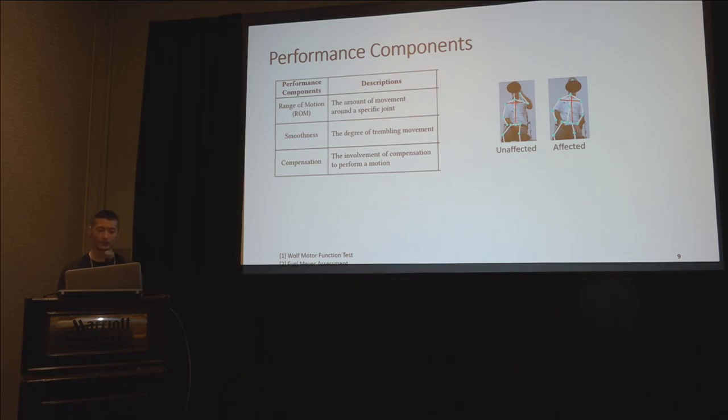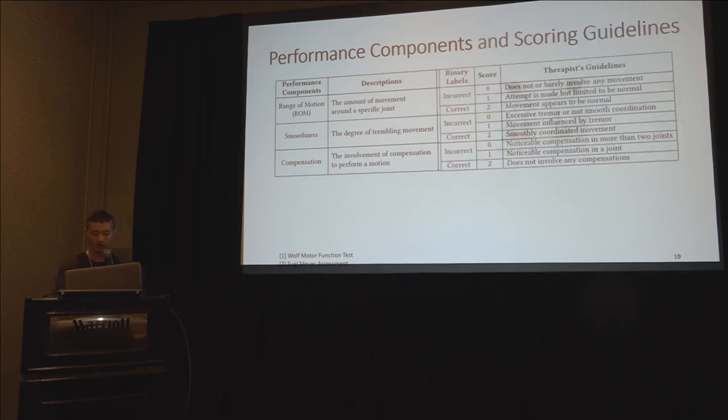Range of motion indicates how well an individual achieves the task, and smoothness describes the degree of trembling motions. Compensation is to detect whether there is unnecessary joint motion to compensate for the patient's limited functional ability. For example, when the patient here is bringing a cup to the mouth, compared to the unaffected side, the patient starts raising the shoulder due to limited ability in wrist position.